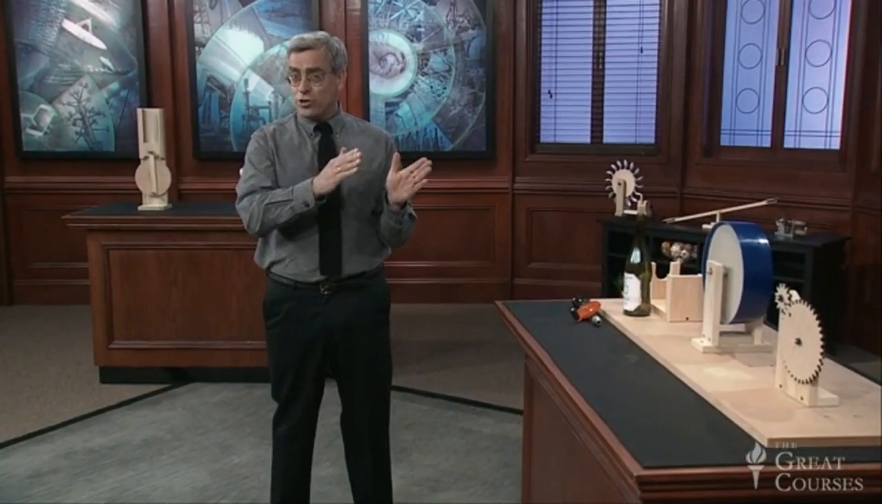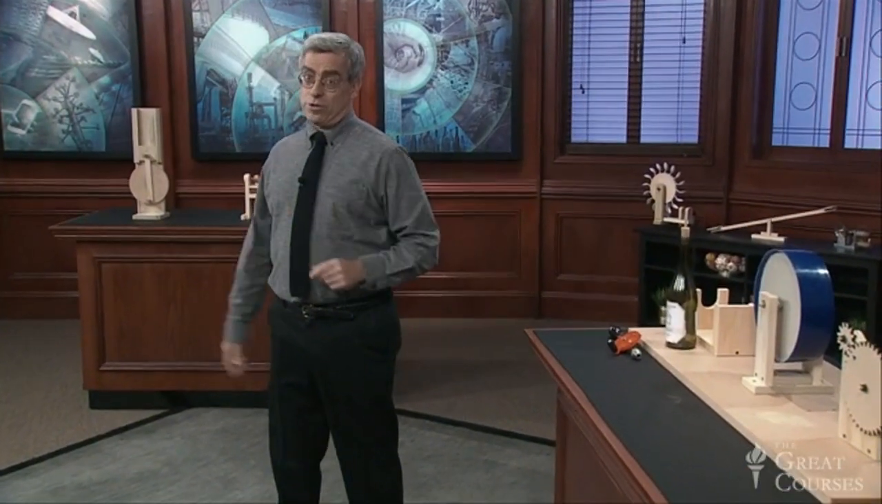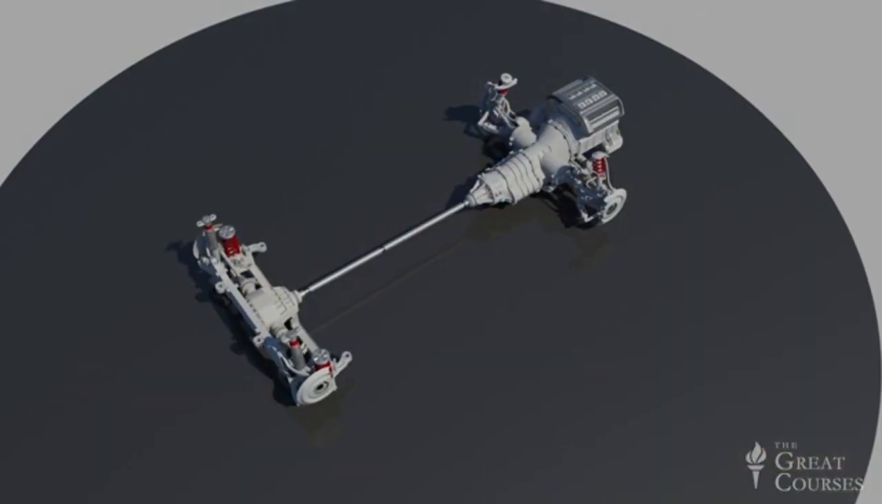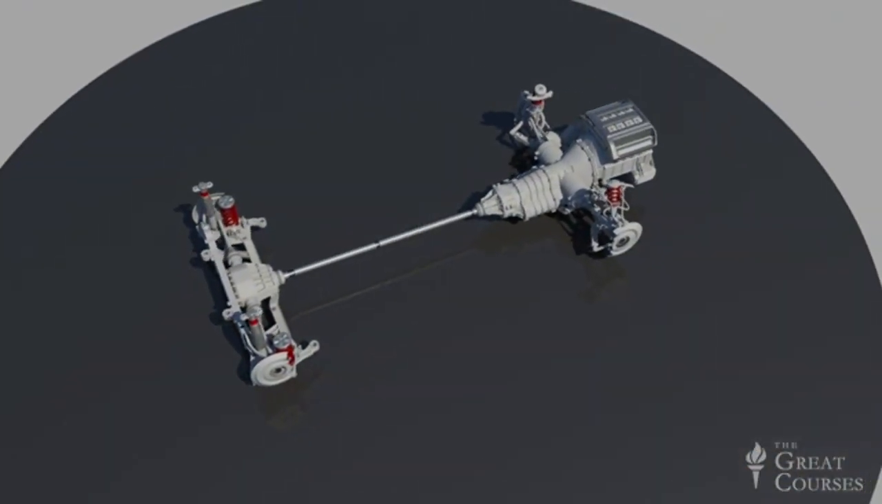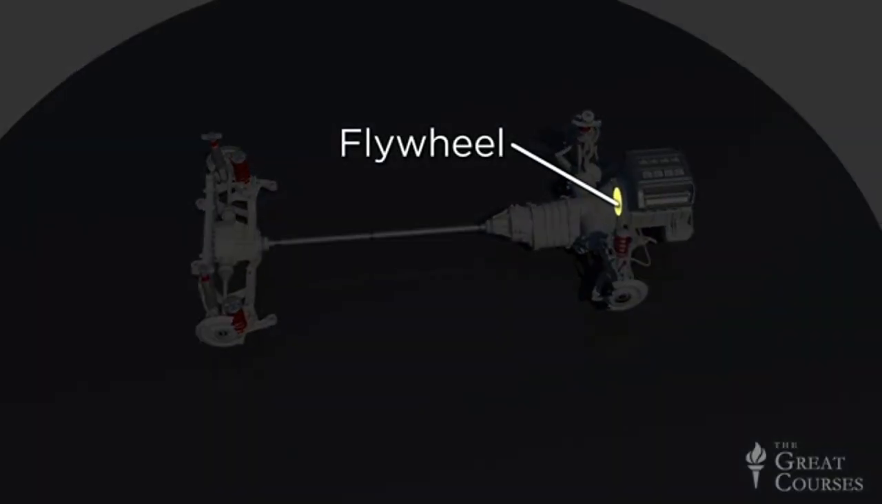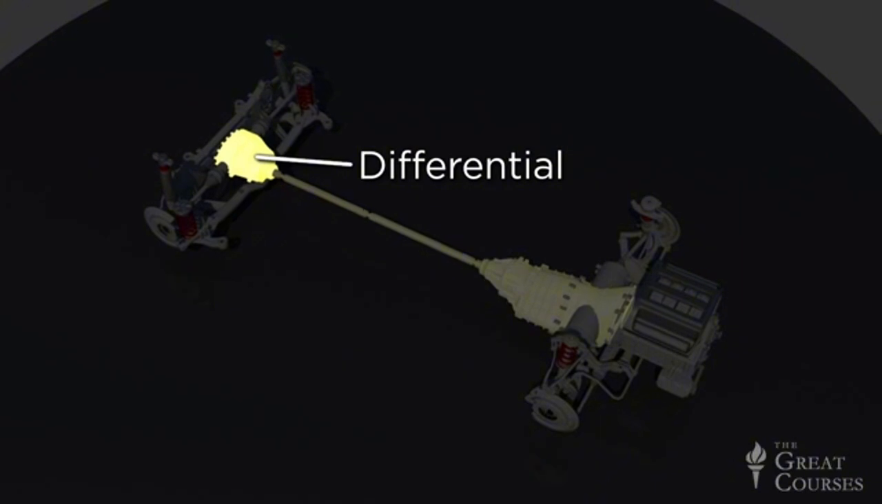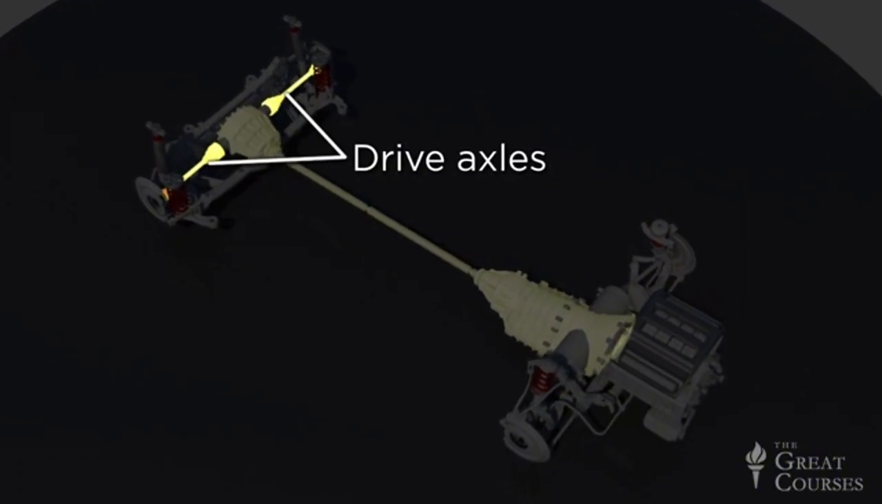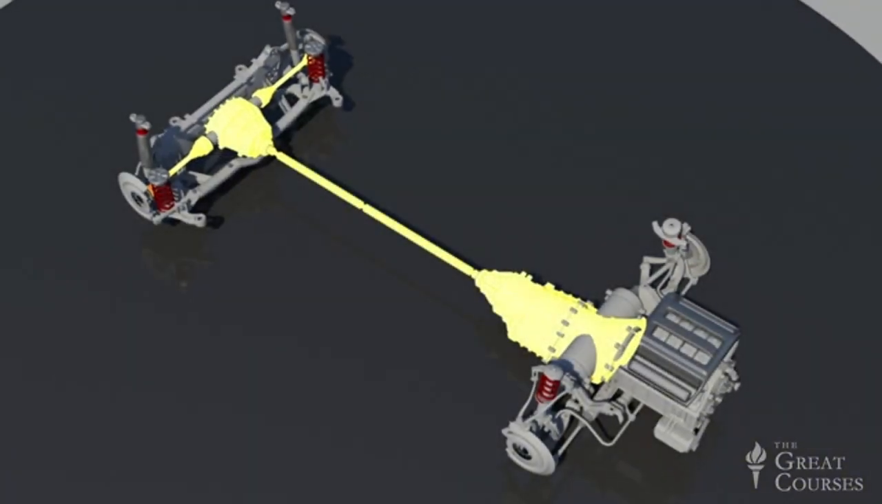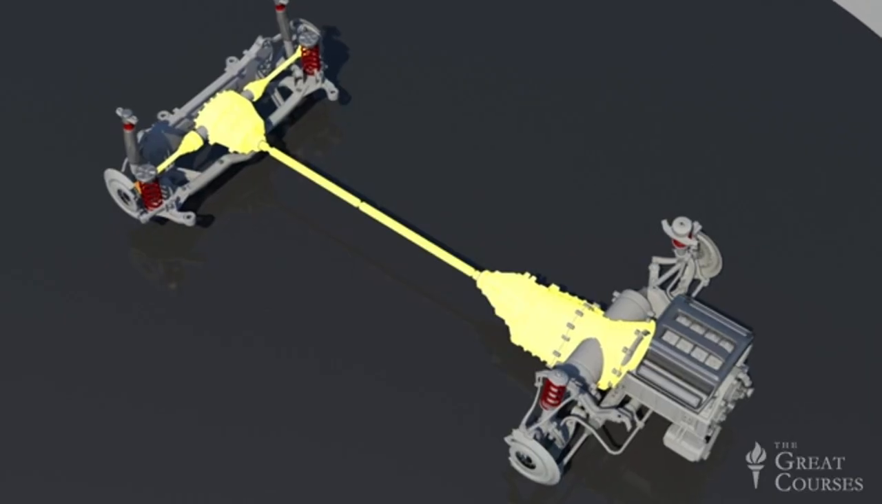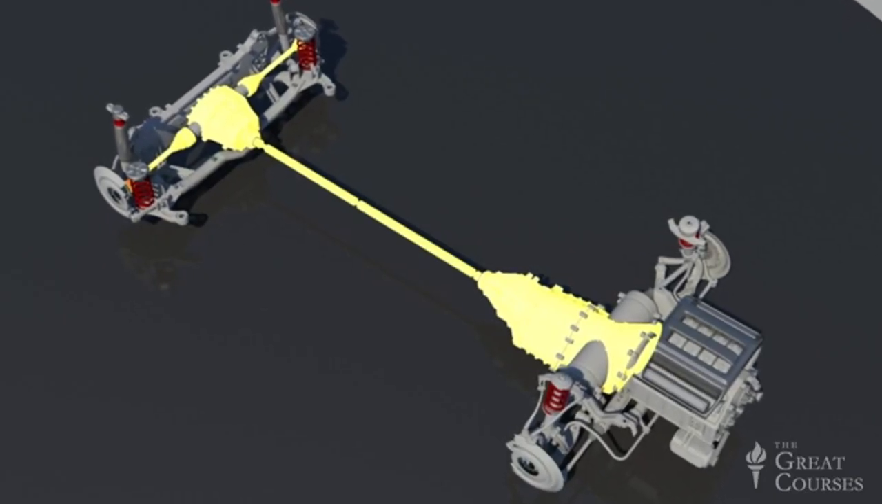Our principal purpose for these next two lectures is to follow the transmission of mechanical power from the engine's spinning crankshaft to the vehicle's drive wheels. This function is performed by a system called the drivetrain, consisting of the flywheel, clutch, transmission, driveshaft, differential, and two drive axles. But before we can examine the drivetrain, we first need to look more closely at the mechanical power this system is responsible for transmitting.